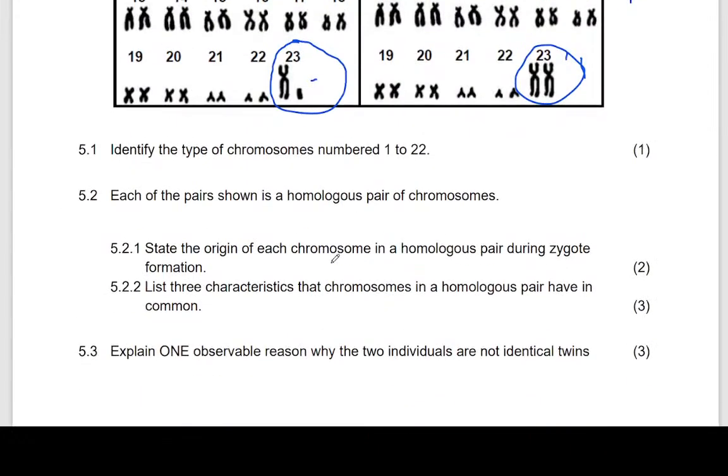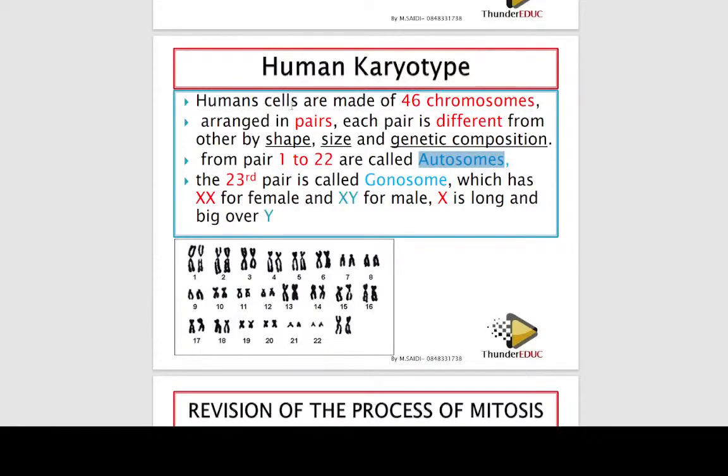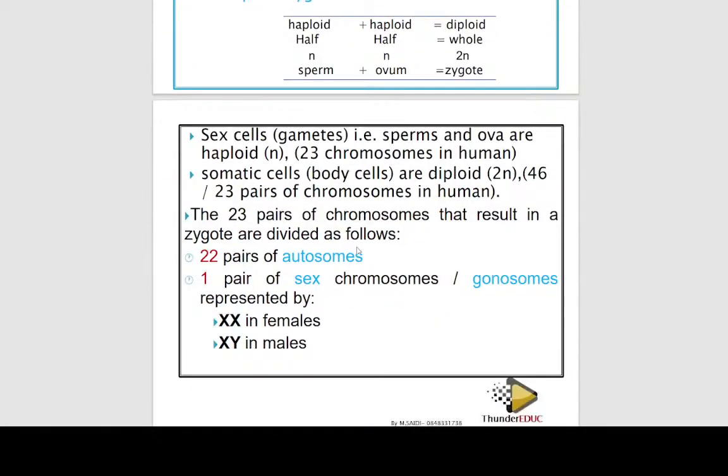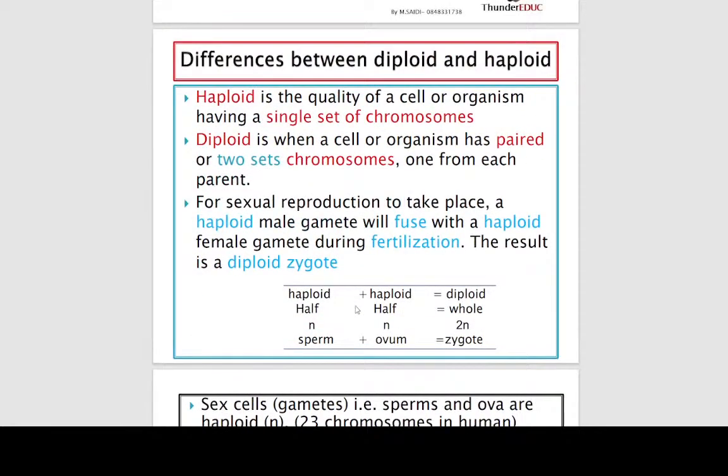Question 2. They're saying that each pair shown is a homologous pair of chromosomes. State the origin of each chromosome in a homologous pair during the zygote formation. Where do they come from? This book said it. We said it here.